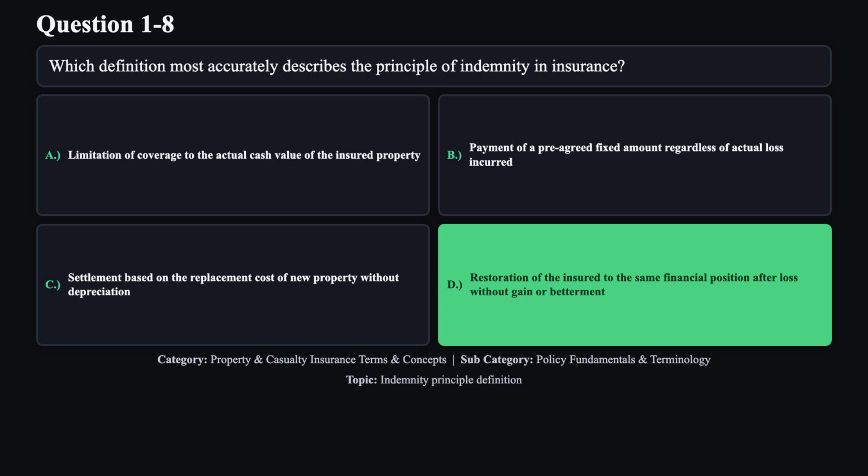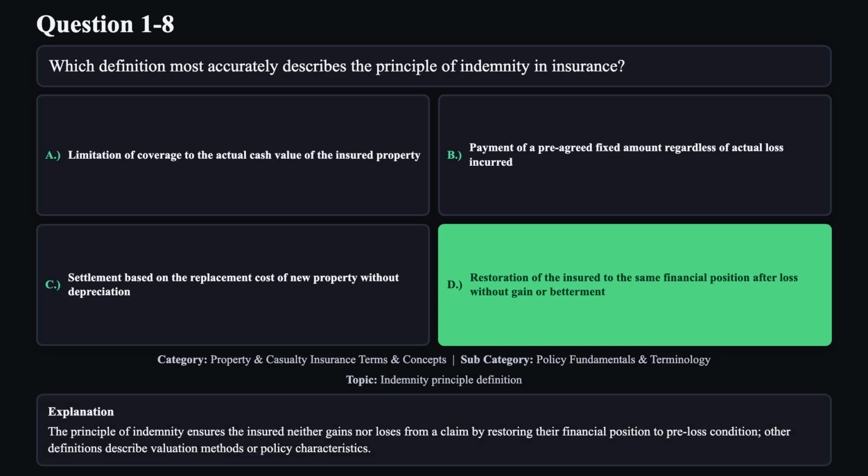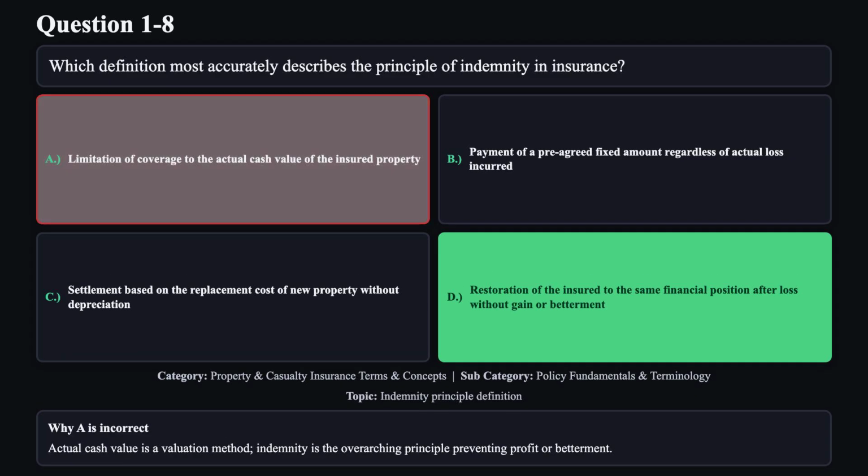The correct answer is D. The principle of indemnity ensures the insured neither gains nor loses from a claim by restoring their financial position to pre-loss condition. Other definitions describe valuation methods or policy characteristics. Reason A is not correct. Actual cash value is a valuation method. Indemnity is the overarching principle preventing profit or betterment.